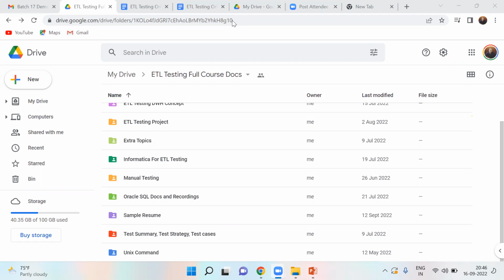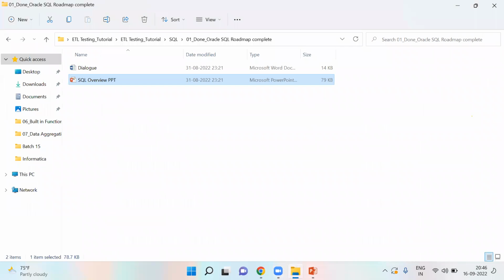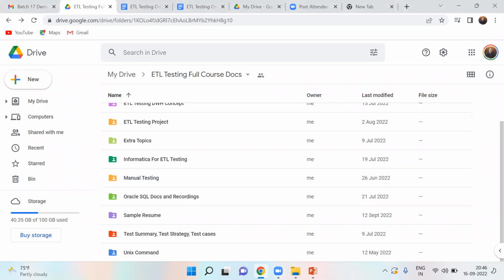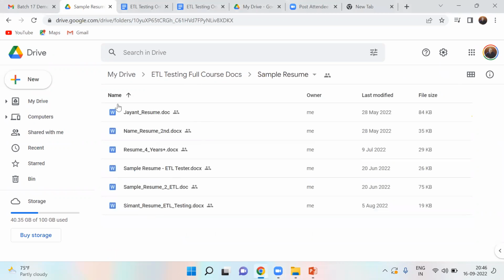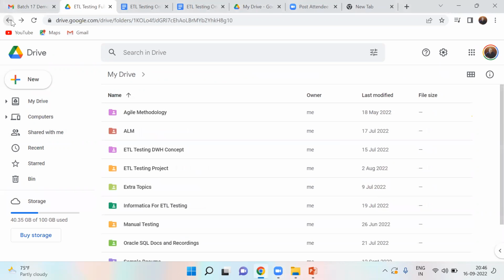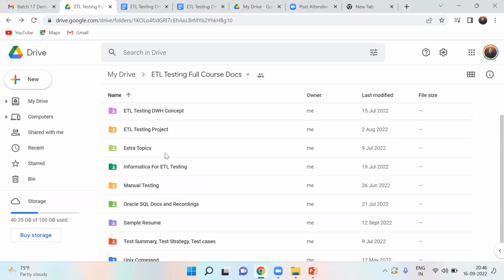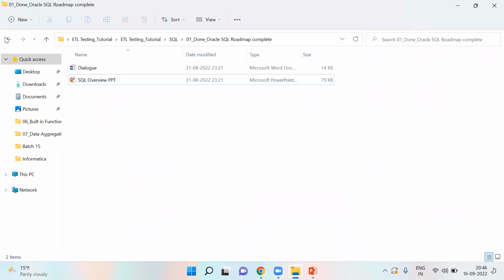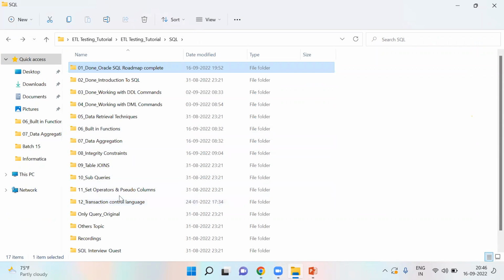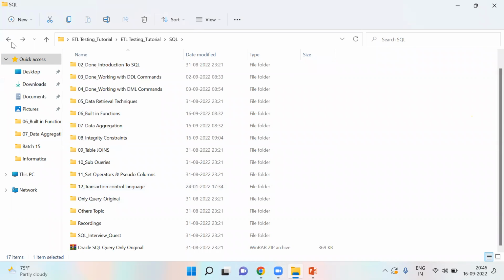Sir, what about projects? Means on the resume we need to show some project. Definitely, I'll be sharing all these things with you. If you see here, we have a sample resume also. In that sample resume, we have many resumes, and I have many other resumes also. Currently I'm making a master resume where we'll have approximately 100 or 120 projects. Any of the projects you can pick and keep into your resume.